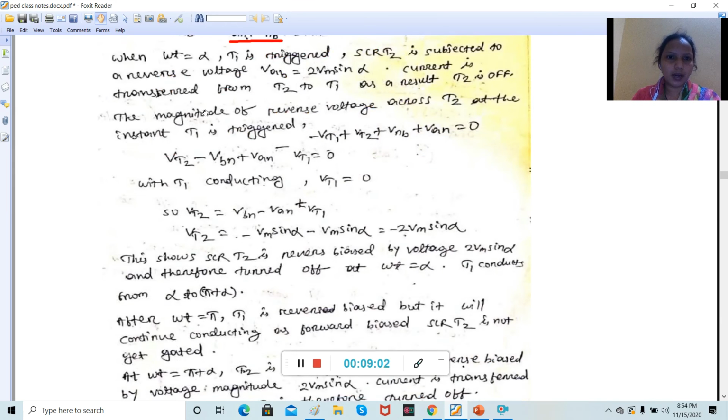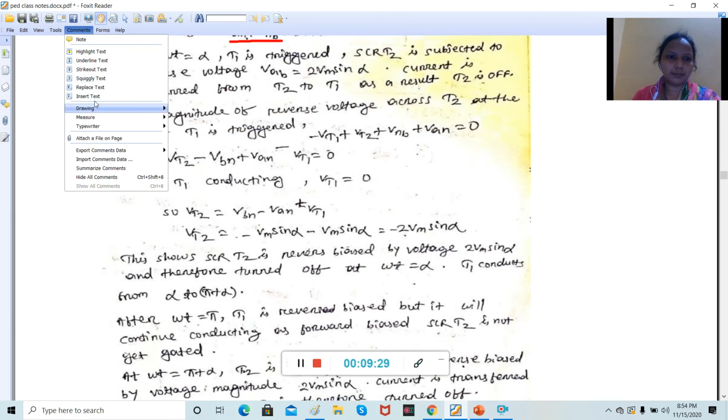So when omega t is equal to alpha, T1 is triggered and SCR T2 is subjected to reverse voltage by 2 Vm sin alpha. So how it is 2 Vm sin alpha, we will derive now. Current is transferred from T2 to T1, as a result T2 is off. The magnitude of reverse voltage across T2 at the instant T1 is triggered is, if I apply KVL at this point.